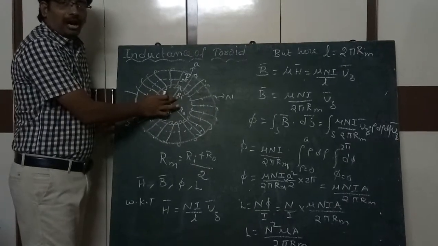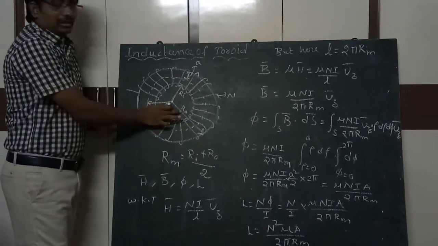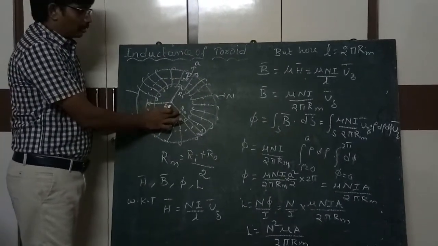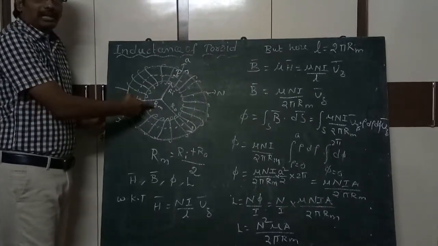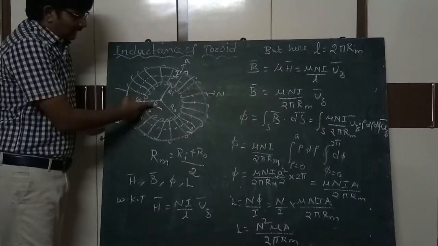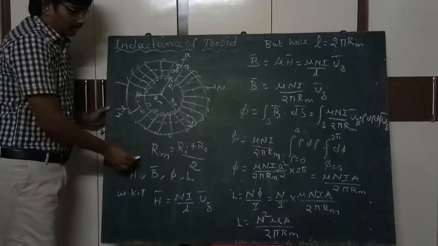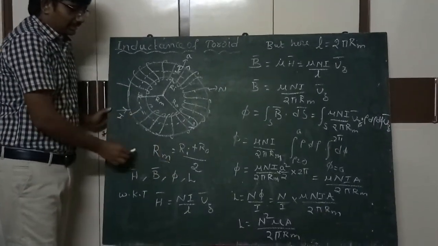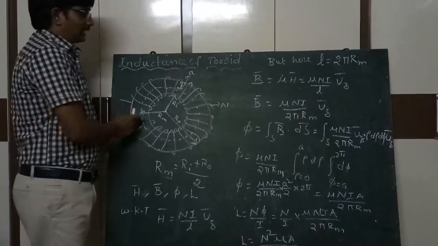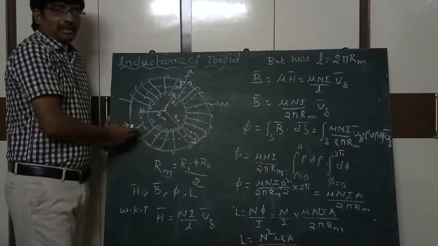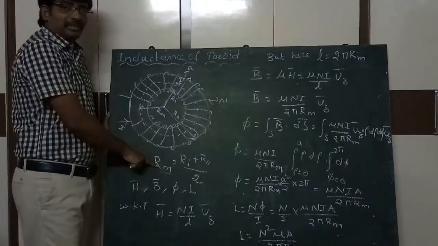and this is the inner radius of the toroid, which is denoted by the letter R suffix I, and this is the outer radius of the toroid, which is denoted by the letter R suffix O, and this is the mean radius of the toroid, which is denoted by the letter R suffix M. Now the mean radius Rm is equal to (Ri plus Ro) divided by 2. So we need to use this mean radius in order to determine the length of the toroid. Okay. So here the length of the toroid means circumference or perimeter, which is equal to 2 pi Rm, where Rm is the mean radius of the toroid.